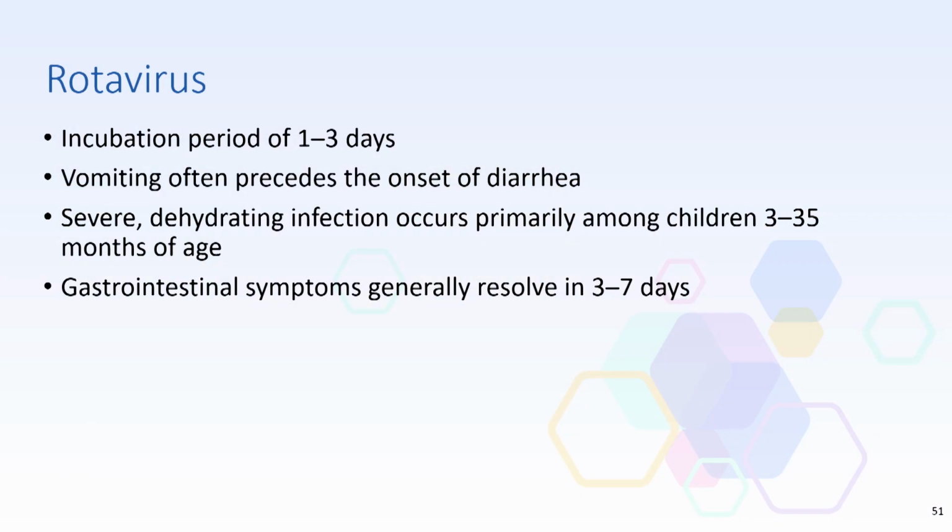Following an incubation period of 1 to 3 days, the illness often begins abruptly. Vomiting often precedes the onset of diarrhea. Severe dehydrating rotavirus infection occurs primarily among children 3 to 35 months of age. Gastrointestinal symptoms generally resolve in 3 to 7 days.